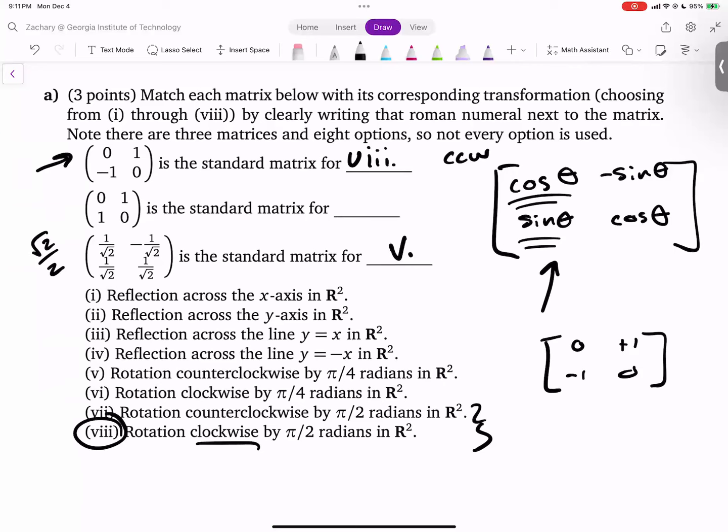Okay. So that's just how I look at these. I look for those opposite negatives on the minor diagonal. I look for the same number on the main diagonal. That tells me what a rotation would look like.